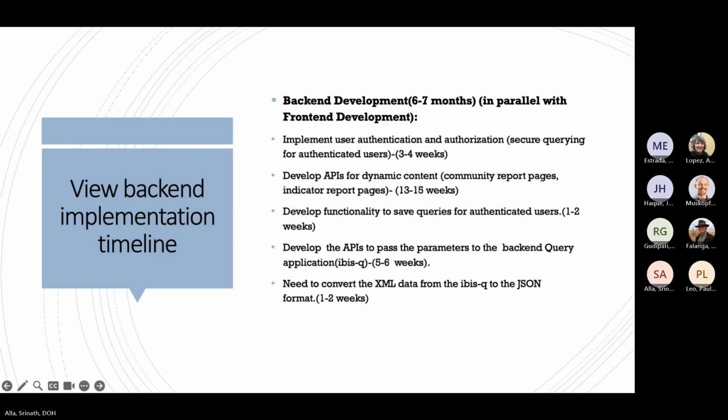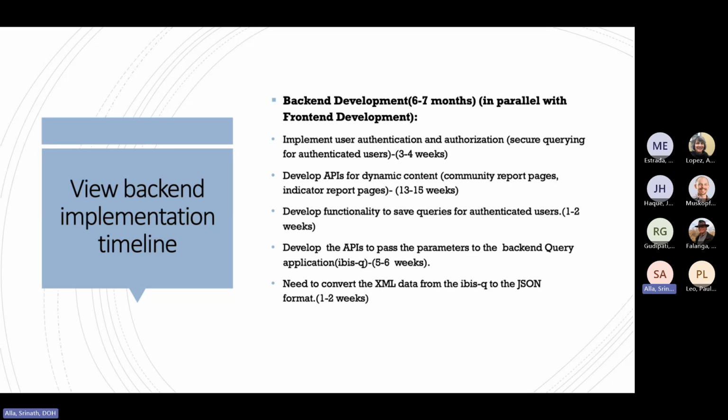So I would say we can go with the unified backend for both applications, with two front ends, and both front ends will be calling the same backend. I would say this would take around 6 to 7 months, and we can do it in parallel to the front end development. As I told earlier, the user authentication and authorization is the part that we need to implement mainly on the back end, and we'll be taking 3 to 4 weeks for that.